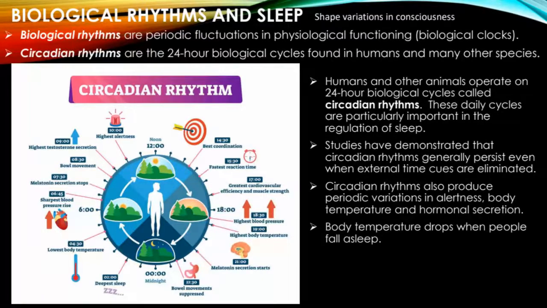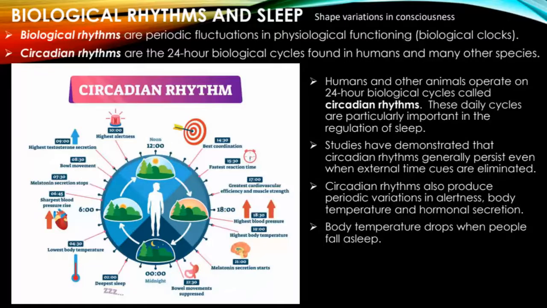So biological rhythms are basically fluctuations in your physiological functioning that happen over the course of a day or sometimes longer. So if we think about a menstrual cycle, that's a biological rhythm. It fluctuates at different times of the month. Different levels of hormones are working at different times of the month. Our blood pressure raises at certain times of the day. Our body temperature changes. So those are called biological rhythms, and they're very periodic. They fluctuate depending on the time of the day, the time of the week, or the time of the month.